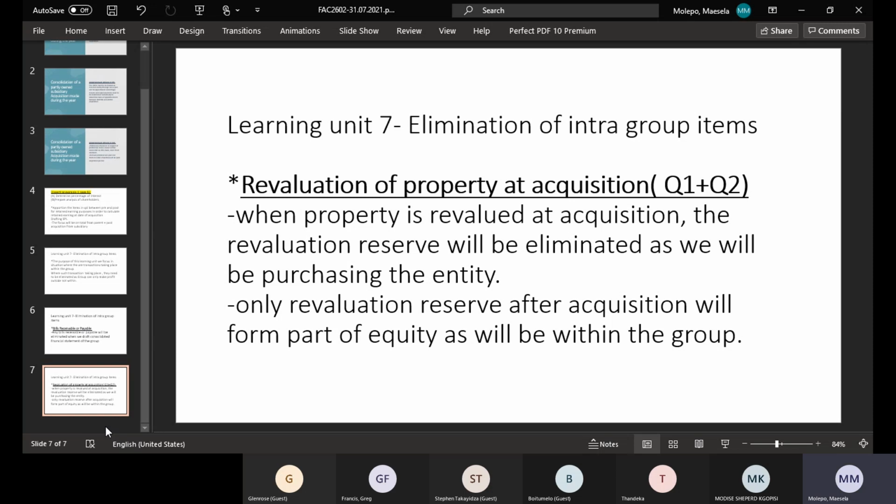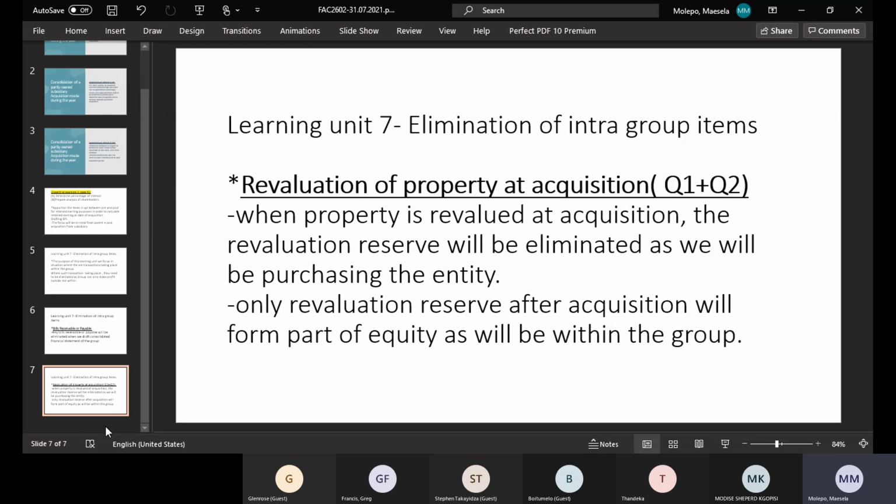So the revaluation of the property at acquisition will be reflected by question 1 and question 2. Here on page 109, question 1, we've got A Limited, who acquired 80,000 shares in B Limited on 1 July 2001. Each share carries one vote. At the date of acquisition, the land belonging to B Limited was revalued to 200,000. No adjustment was made in the financial records of B Limited. So we are being informed that the land of B Limited was revalued to 200,000. And then the retained earnings were 46,000, which is the retained earnings at the date of acquisition.